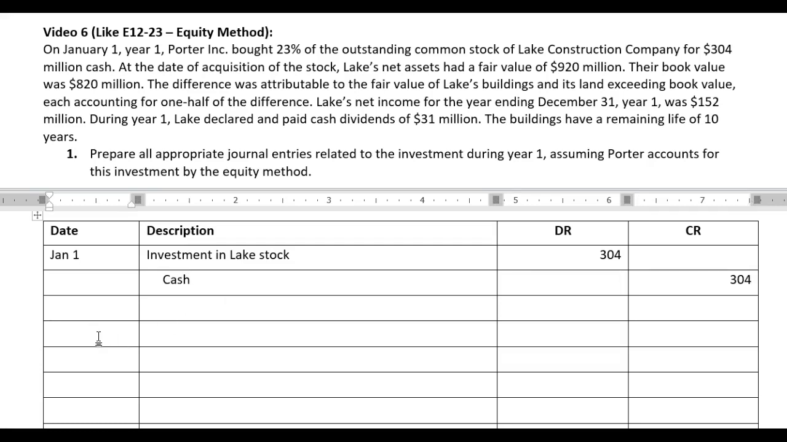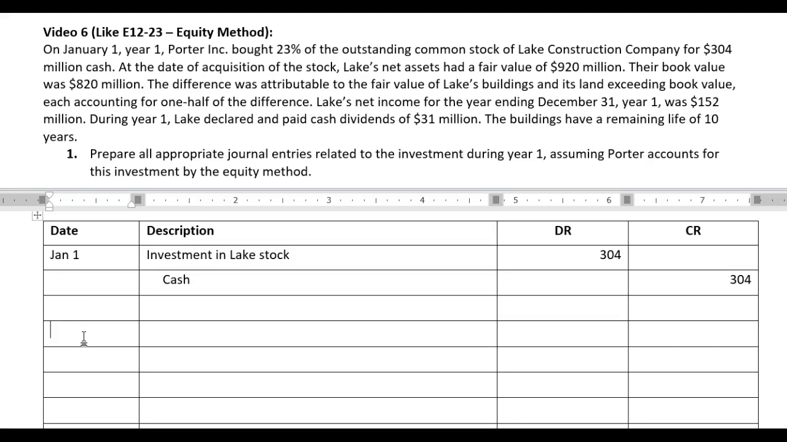Now, we're not worried about the fair value of the stock. What we're worried about is how much income the company we've invested in earns. So how much income did Lake Construction have, and did they pay out any dividends? And how that reacts or works with our actual company here. So first, let's look at net income because they told us that first. Lake's net income for the year was $152 million.